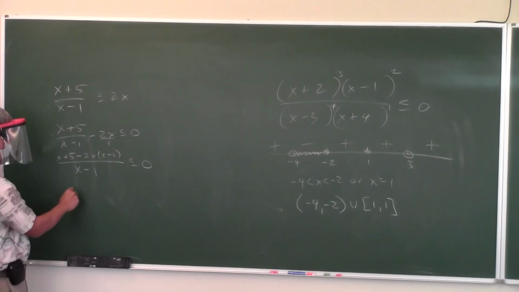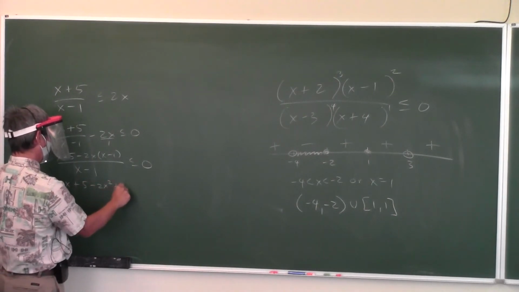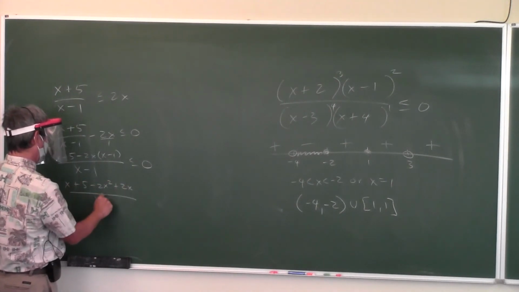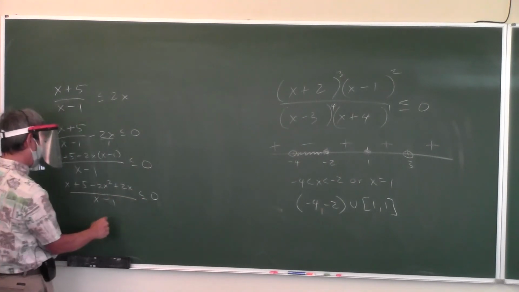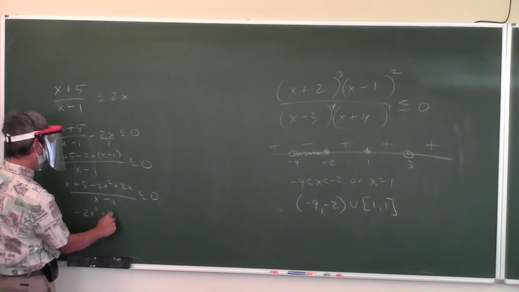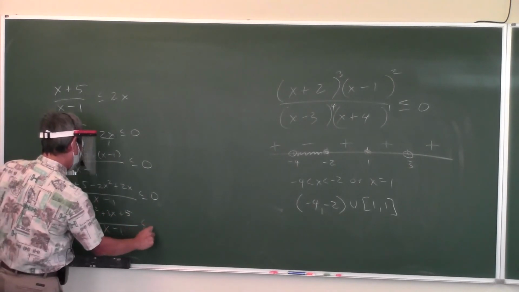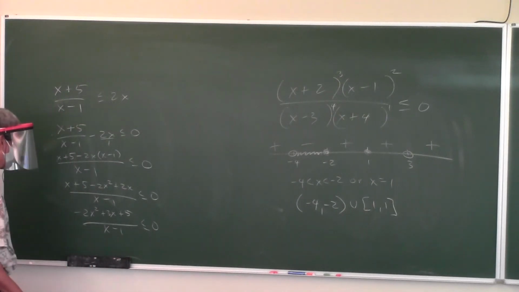Okay, continue on. Just do the algebra. Plus 2x all over x minus 1 is less than or equal to 0. Put it in descending order: -2x squared plus 3x plus 5. Oh, who picked these numbers? Oh, I don't know, maybe it will be factorable. If it is, then I gotta remember it.